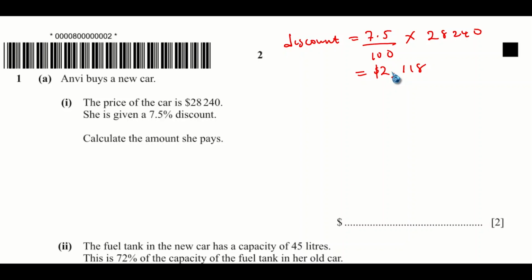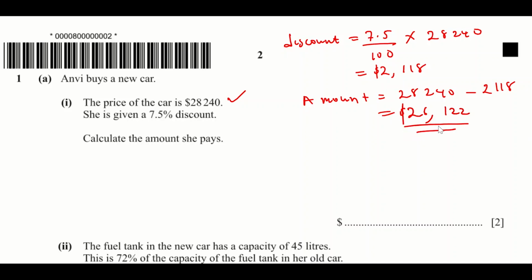To calculate the amount she pays, you have to subtract this from the price of the car. So the amount she pays will be equal to $28,240 minus the amount of the discount, that will be $2,118. If you subtract this from this, you should get $26,122. So that is one way.